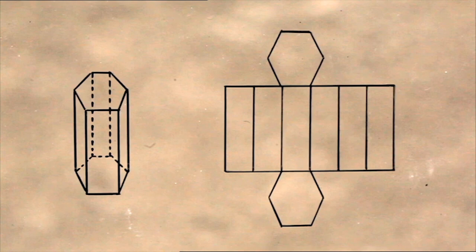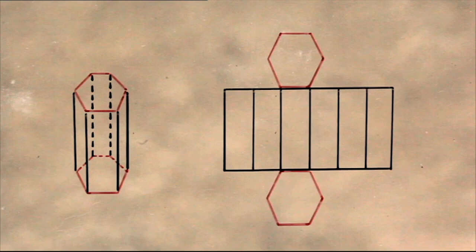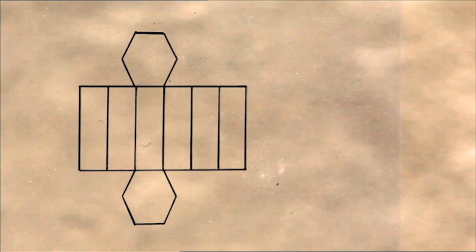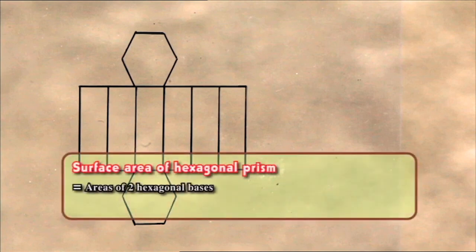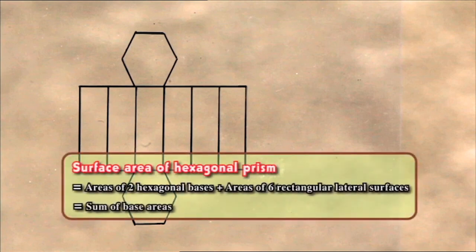This is a hexagonal prism, and its net is like this. The 2 bases are hexagons and the 6 lateral surfaces are rectangles. Therefore, the surface area of the hexagonal prism equals the areas of the 2 hexagonal bases and the areas of the 6 rectangular lateral surfaces. In other words, the sum of the base areas plus the sum of the lateral surface areas.